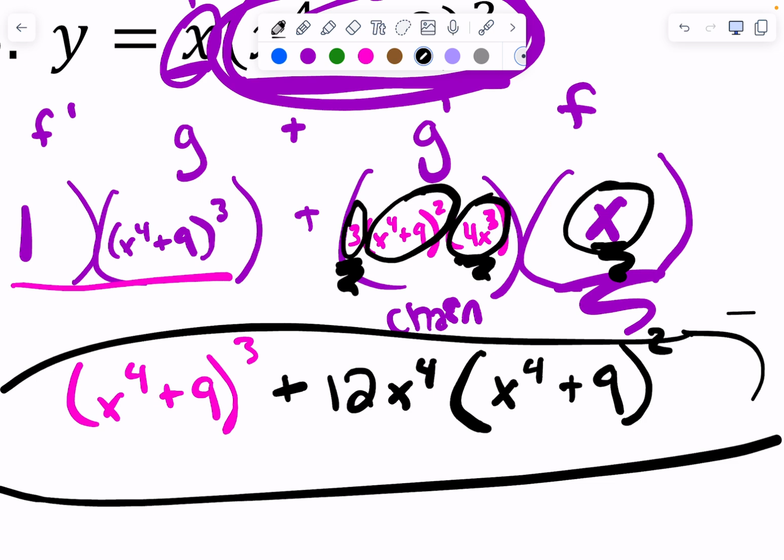Got it? This is stupid. Okay, it gets a little bit more complex when you have 2 rules going on at the same time.